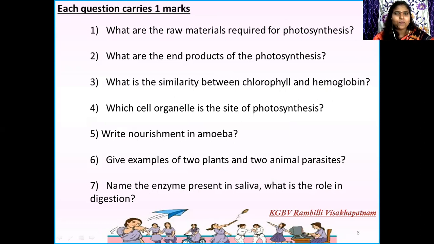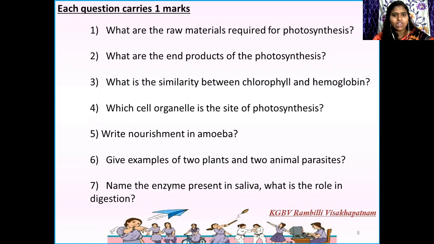Next, here are some more questions. What are the raw materials required for photosynthesis? What are the end products of photosynthesis? All those questions you know very well. What is the similarity between chlorophyll and hemoglobin? Which cell organelle is the site of photosynthesis? And then write about nourishment in amoeba and give examples of 2 plant parasites and 2 animal parasites. So all those questions you know very well. Here, just for reference, I'm mentioning them.